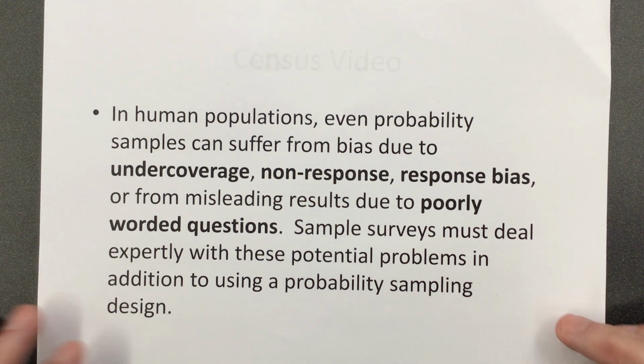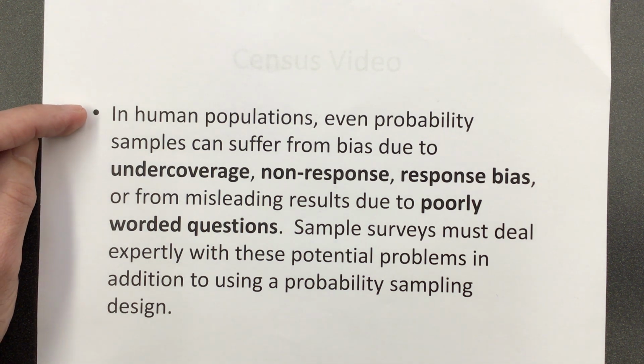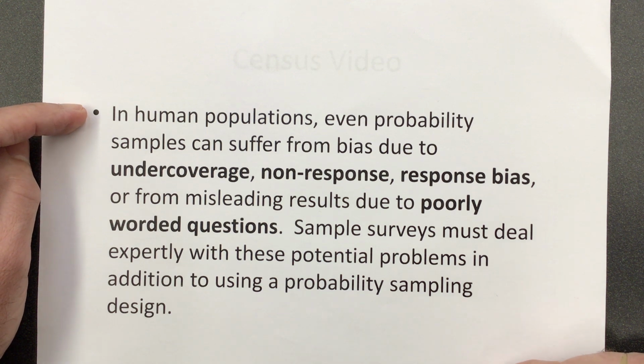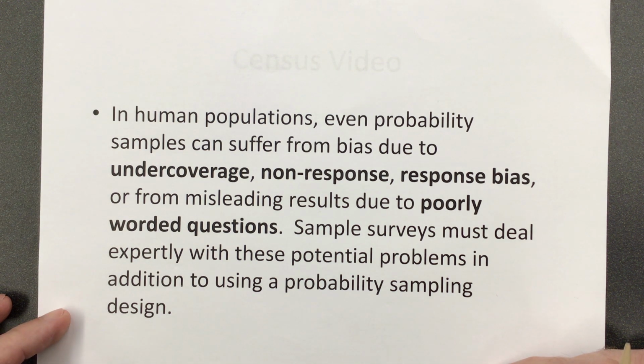Okay. I've kind of focused on talking about human populations, but realize we can do random sampling of non-human populations as well. But a lot of times we are, of course, interested in human populations. So here are some types of bias that occur pretty frequently, really, when we try to gather data on human populations.